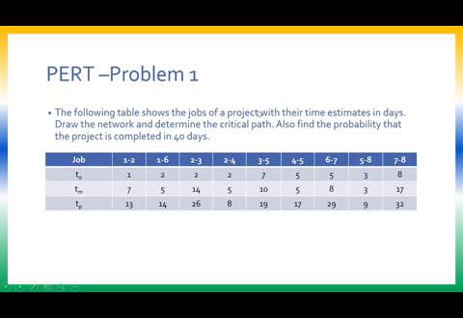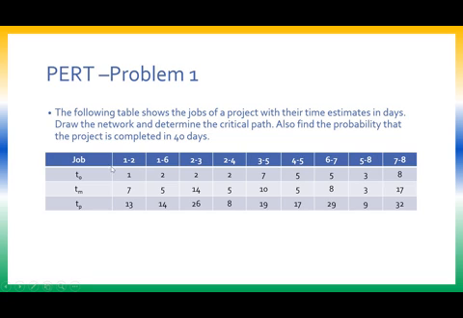The following table shows the jobs of a project with their time estimates in days. Draw the network diagram, determine the critical path, and also find the probability that the project is completed in 40 days. Okay, so within 40 days I will complete the project. For that, we are supposed to find out the probability.